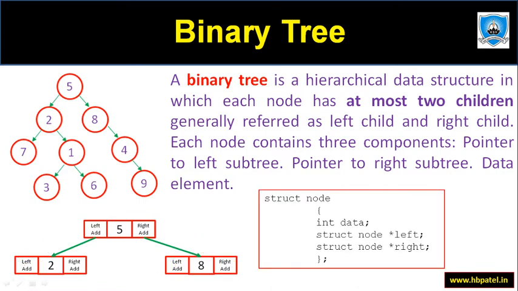Now let's move further. How do I declare this in programming? We will declare a structure node with 3 members. The first one is my data member. The sequence could be anything, not necessarily data first and left and right next. You can have any sequence. Then I have a left member, which is a pointer to the same type of structure, and the third one is also a pointer to the same type of structure. So this is a structure definition to define a single node.